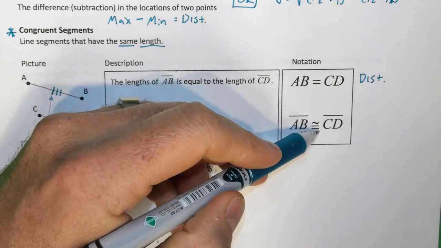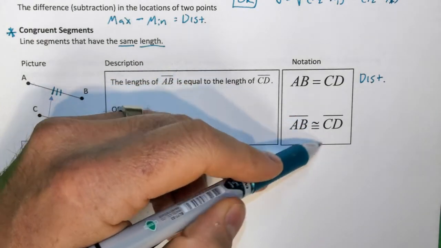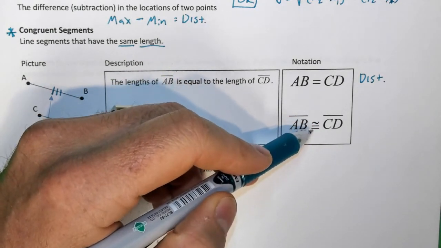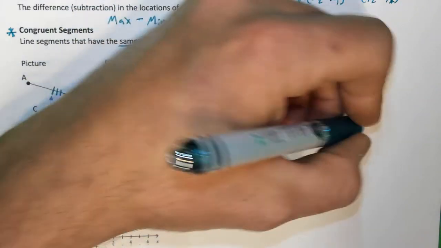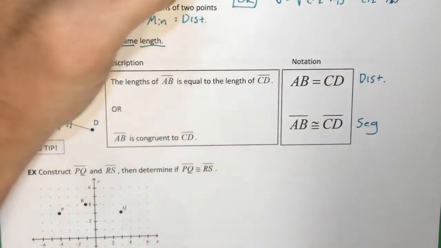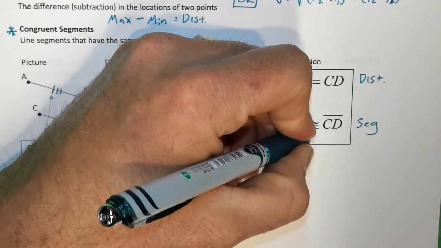So what we do instead is we talk about segments being congruent to each other. So this little symbol right here is dealing with some segments, and this guy right here is our symbol for congruent.